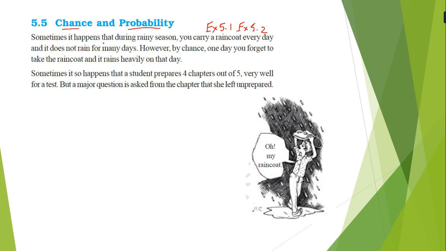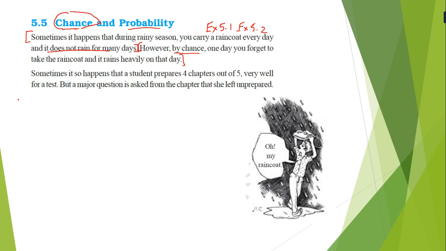Sometime it happens that during rainy season you carry a raincoat every day and it does not rain for many days. When you go to school with a raincoat, at that time it does not rain. However, by chance one day you forgot to take the raincoat and it rained heavily on that day. So what is the meaning of chance? Have a chance, probability, yes or no. When you carry a raincoat to school daily, it does not rain, but when you forget to take the raincoat for one day, then it will rain heavily. So it is called chance.